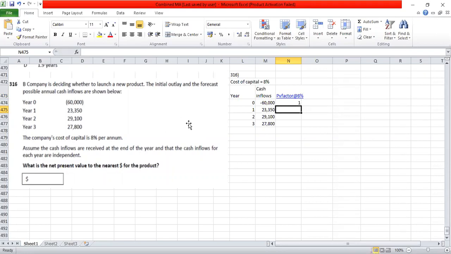But at 8% we see that the values are 0.92593. The next year we have it as 0.85734. The next year we have it as 0.79383. Okay. So the present value of cash flows. The next column is present value of cash flows.